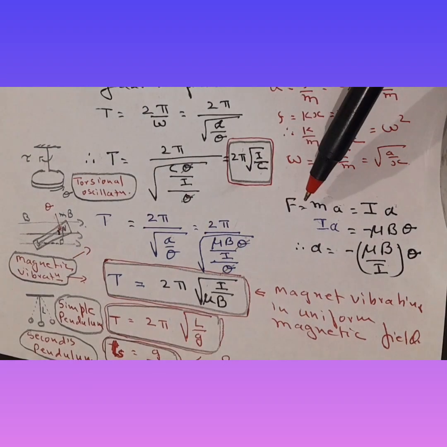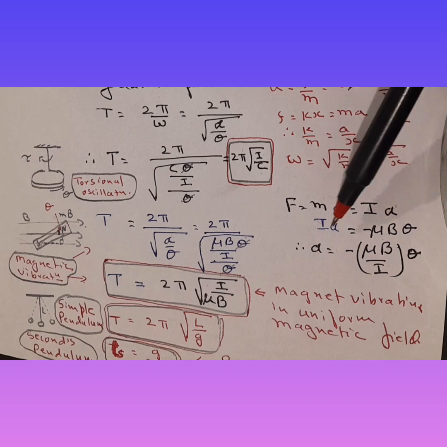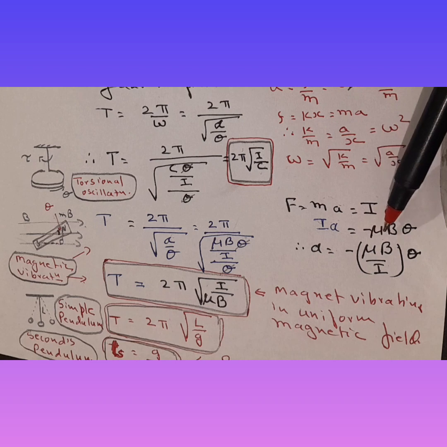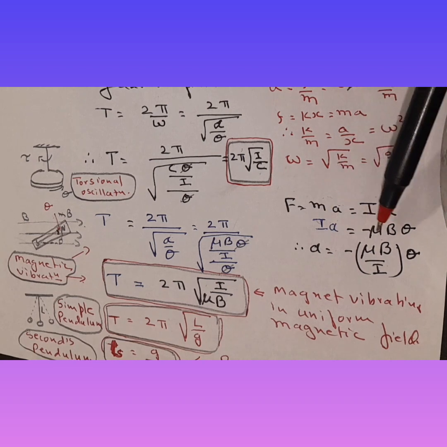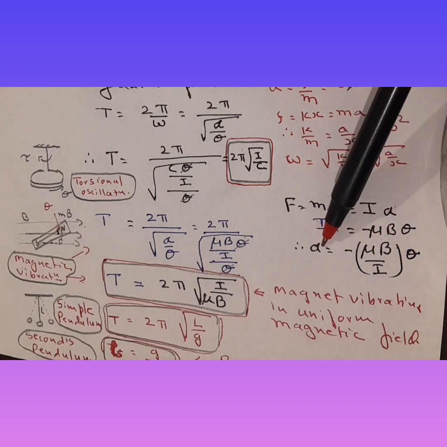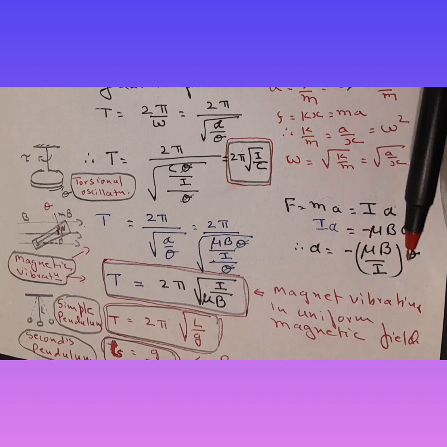Magnetic vibration, again, if we see, F is equal to ma is equal to Iα is equal to, now in the video I have presented, there I have taken this as capital M, here I have taken it as μ, Bθ or MBθ. So if I take I below, this becomes the formula for α. I is taken below, so it becomes minus μB upon I into θ.